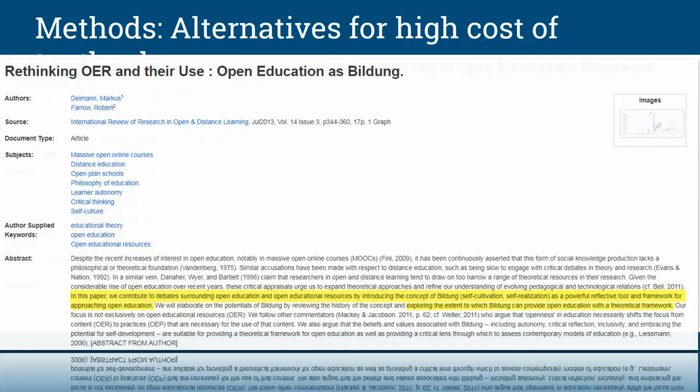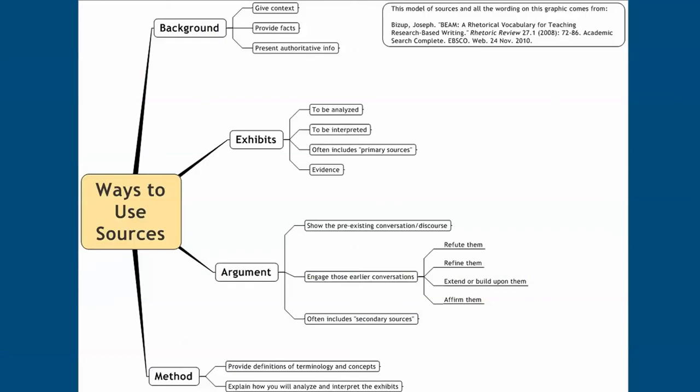The next example is another journal article. In this method source, the authors introduce the concept of Bildung, which means self-cultivation or self-realization, as a philosophical framework for approaching the question of open education. So you might use this theory to support the whole argument you're making for open educational resources. In this way, method sources are often larger issues that frame the way you talk about your topic.